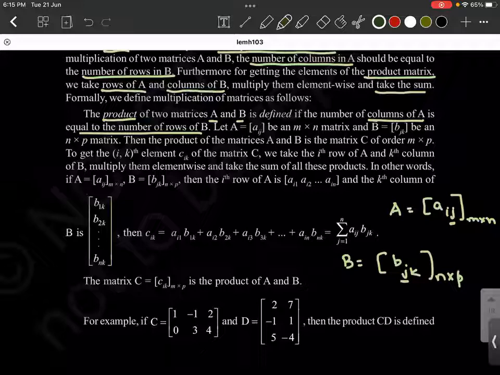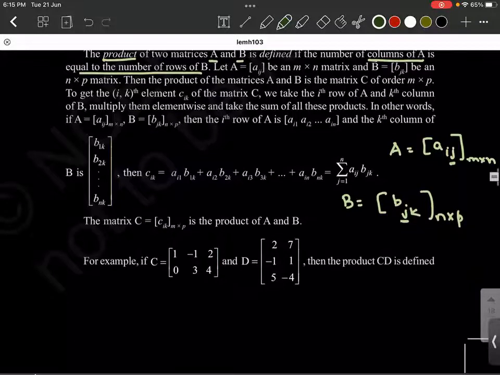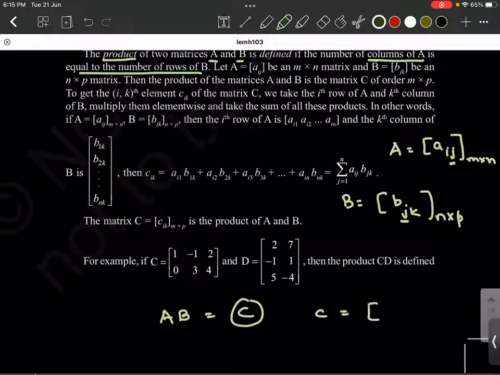Okay. Then the product of the matrices A and B is the matrix C of order... Then what will be the output matrix order? So A into B, if I call it C, then C will be a matrix Cik, which is of the order m cross p. That's it.